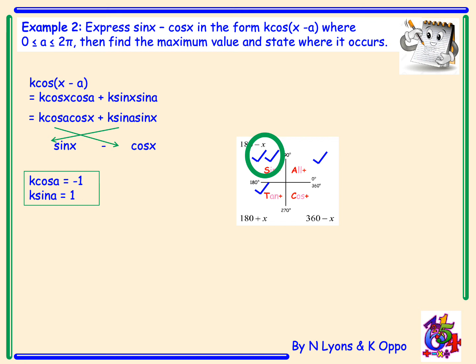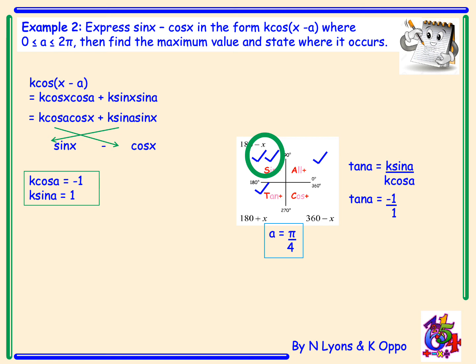Next step, we're going to write out our rule. Tan A equals K sin A over K cos A. Therefore, tan A equals -1 over 1. Now remember, the negative just lets us know the quadrant in which it lies, so we're really looking for inverse tan of 1.